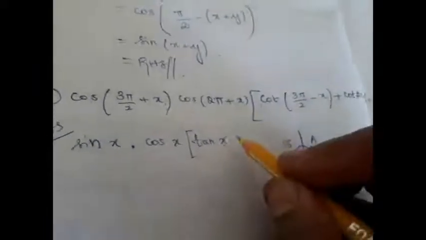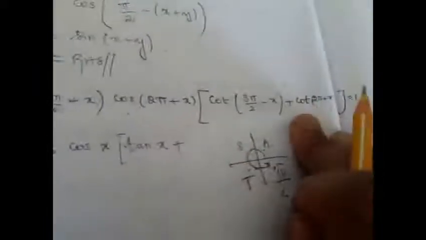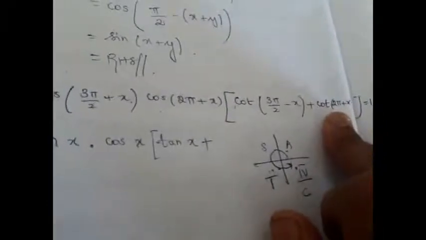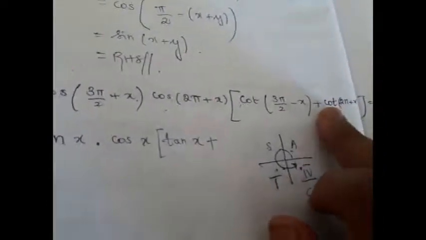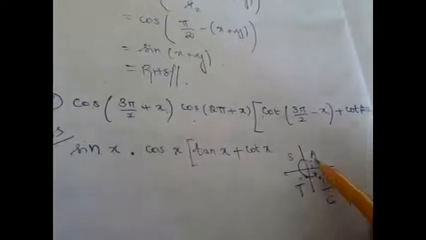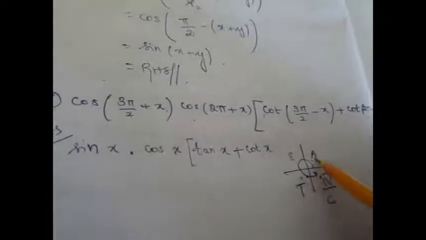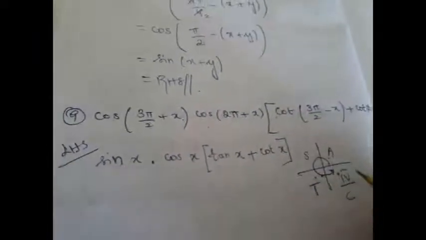Tan x plus cot of 2 pi plus x. When it comes to multiple of 2 pi, cot will remain cot only. So this will become cot x, but you have to check the sign. 2 pi plus x means it will come to the first quadrant, all are positive, therefore cot will become positive. This also, if you do more problems, you will get familiarized.